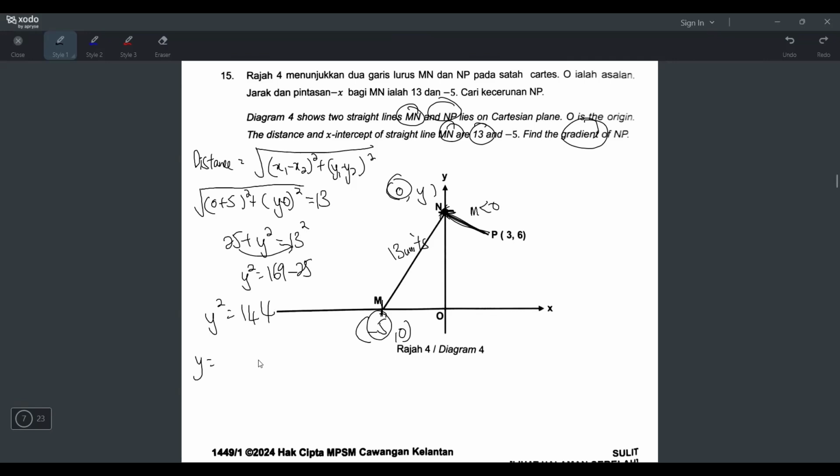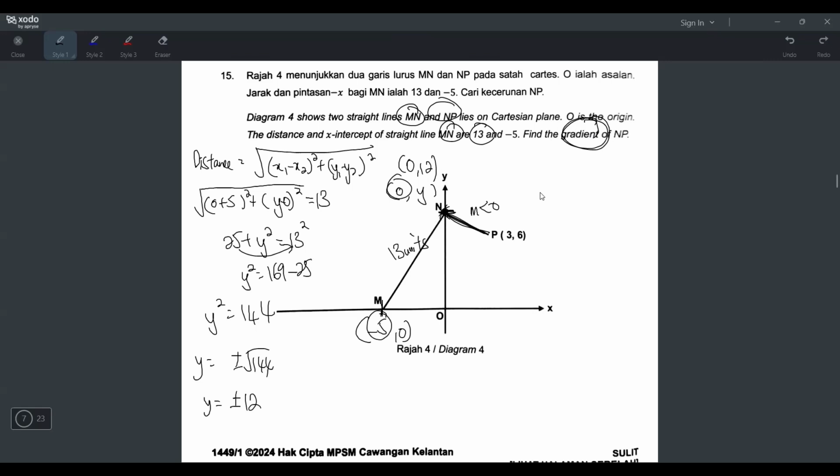And when you square root 144, you get two answers, 12 and negative 12. So remember, when you square root, there are two answers, one positive, one negative. But this y will definitely be positive 12, because how can this be negative? It's above zero, bro. It must be positive, right? So it doesn't make sense if you write negative 12 here. So definitely this is 12, right? But that's not the answer yet.